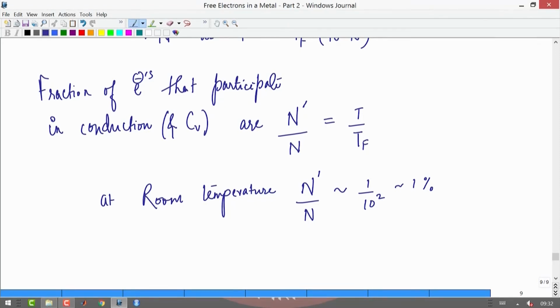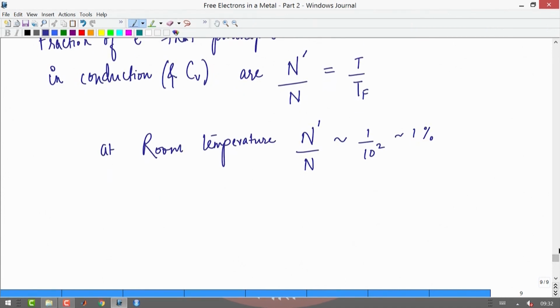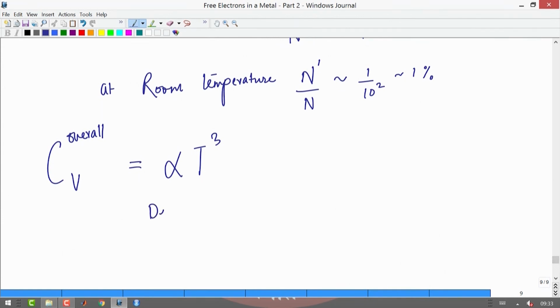So, this now brings us to the final picture that we were chasing from the beginning, that I am now in a position to write down the overall heat capacity of a solid at low temperatures. So, I know that there is a term which comes from the lattice vibrations, and that is proportional to T cube. So, this was the Debye contribution.